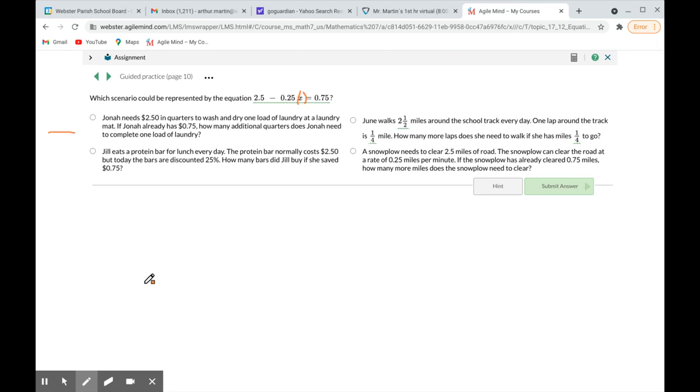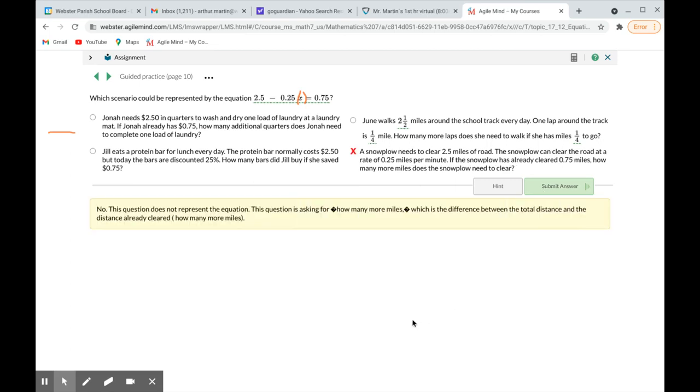Yeah, I think that one's correct, because 2.5 miles, and then the snowplow clears 0.25 of a mile per minute, and 0.75 is how much they already cleared. All right, and so x would tell us how many more miles he's got to go. Mm-hmm. Uh-oh, it doesn't say that one's going to work.